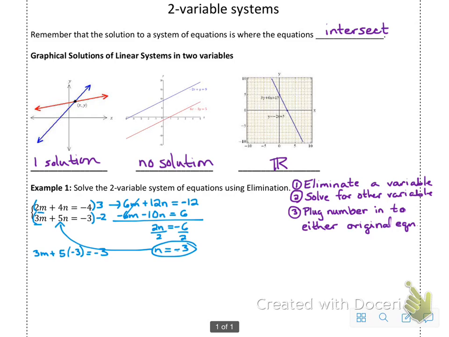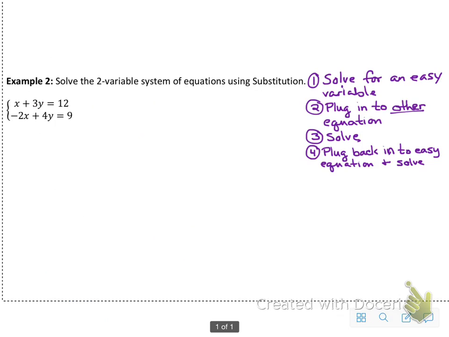So now we solve for m. So we have 3m actually minus 15 equals negative 3. Add 15 to both sides, so that 3m equals 12. Oops, it's not writing. Divide by 3. So that m equals 4. So we have two answers. We have m equals 4 and n equals negative 3. So that's your solution. So let's look at one where we're using substitution.